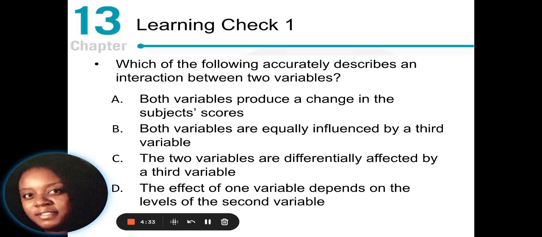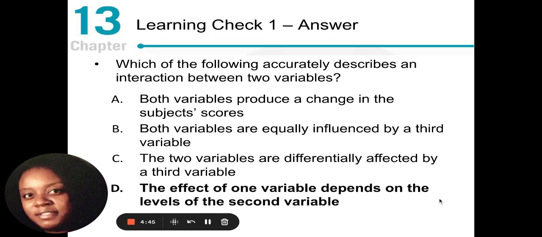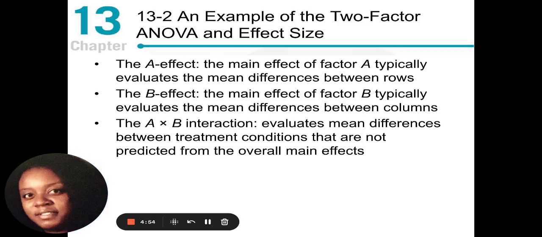So let's go ahead and do a learning check. Which of the following accurately describes an interaction between two variables? Is it A, B, C, or D? And hopefully you thought D. The effect of one variable depends on the level of the second variable.